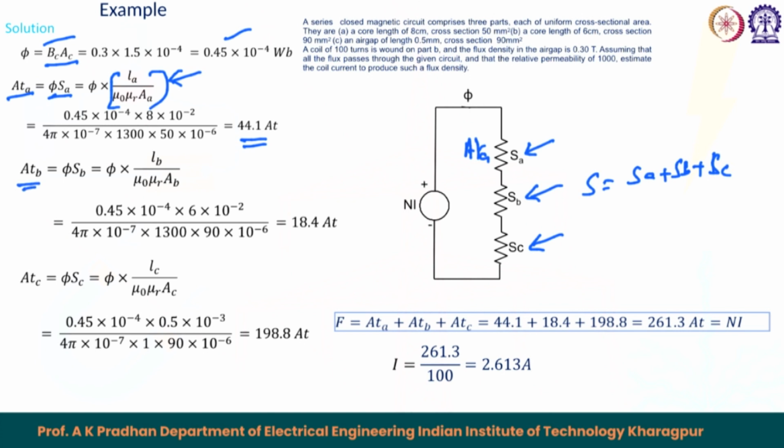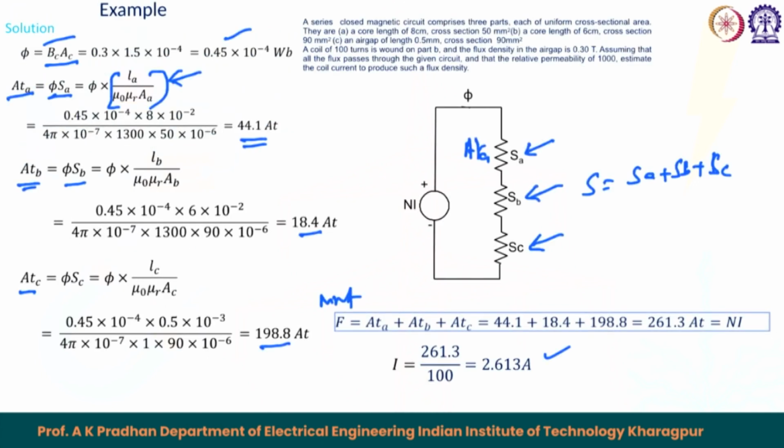Similarly, ampere turn for B is also S into phi B, which comes out to be 18.4 ampere turn, and ampere turn C we got to be 198.8 ampere turn. The total mmf required equals the summation of the 3 ampere turns, which comes out to be 261.3 ampere turn. So, now this equals N I. So, I becomes equal to 2.613 ampere for this case.